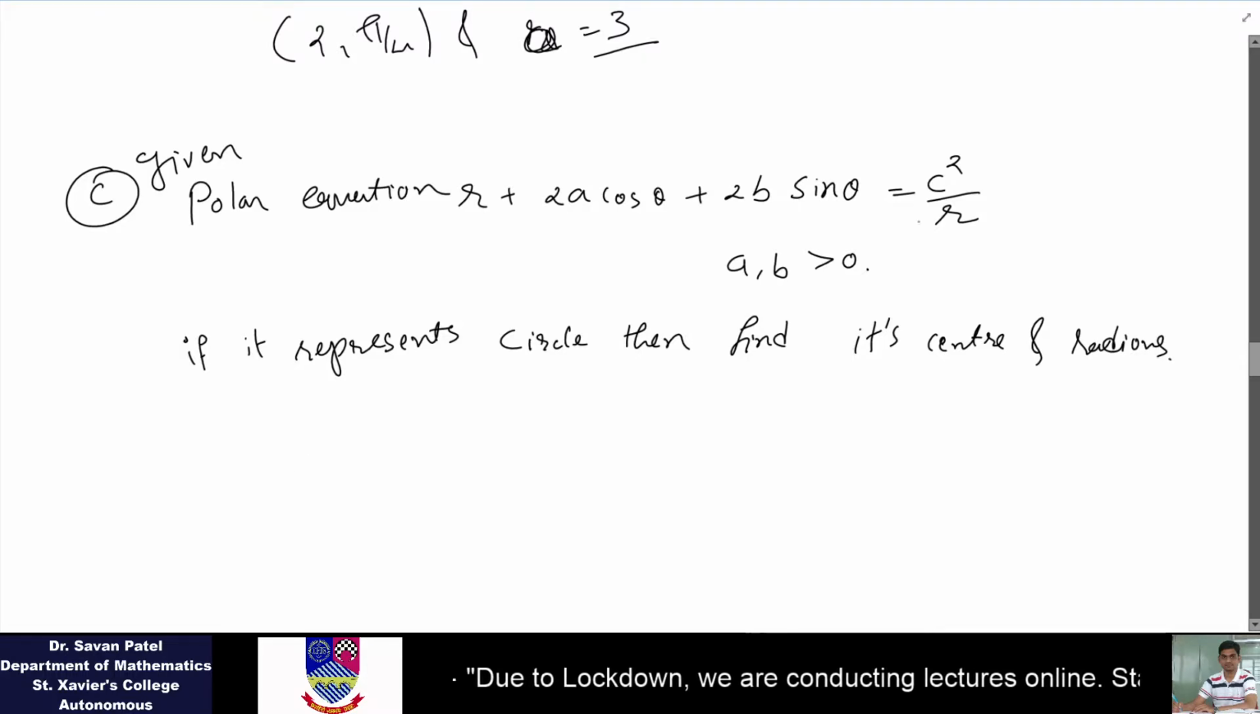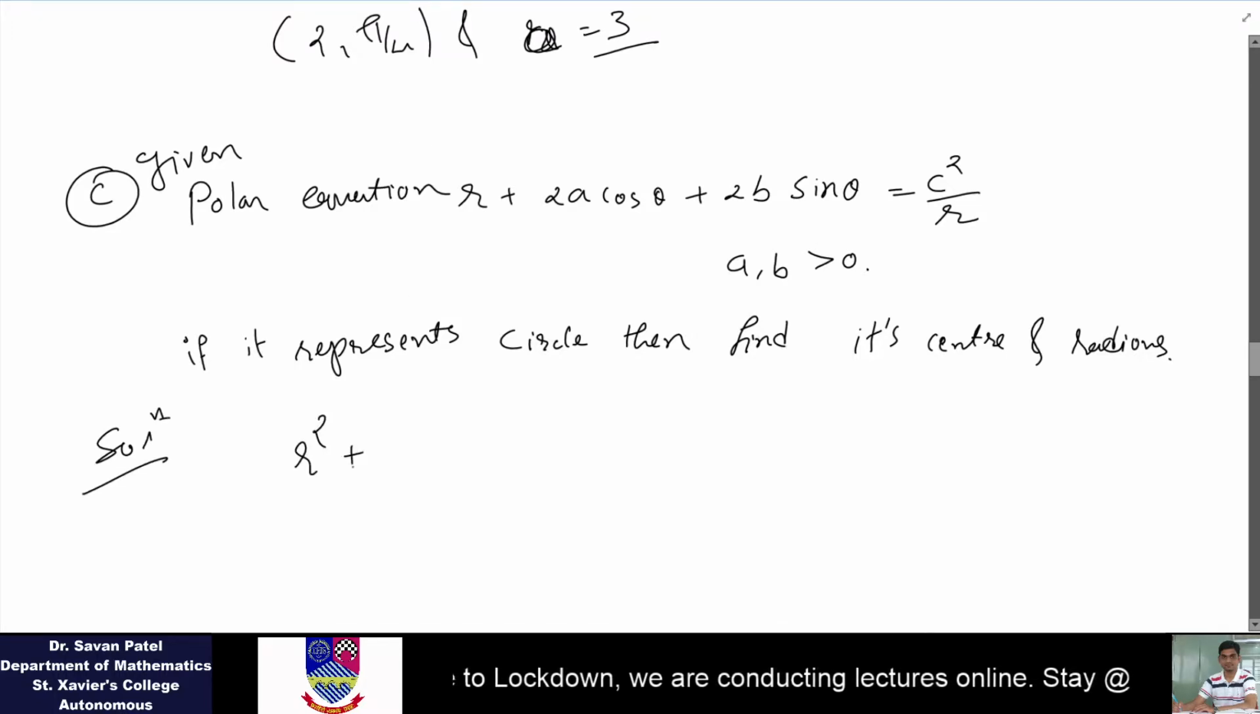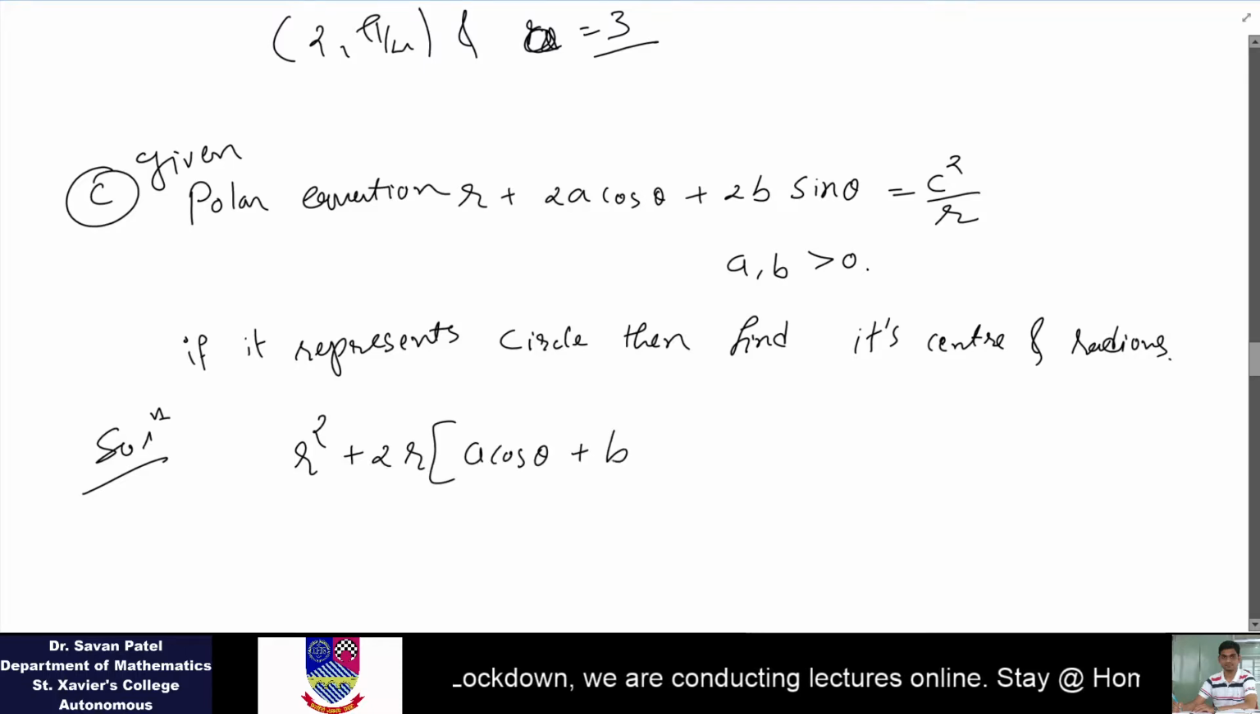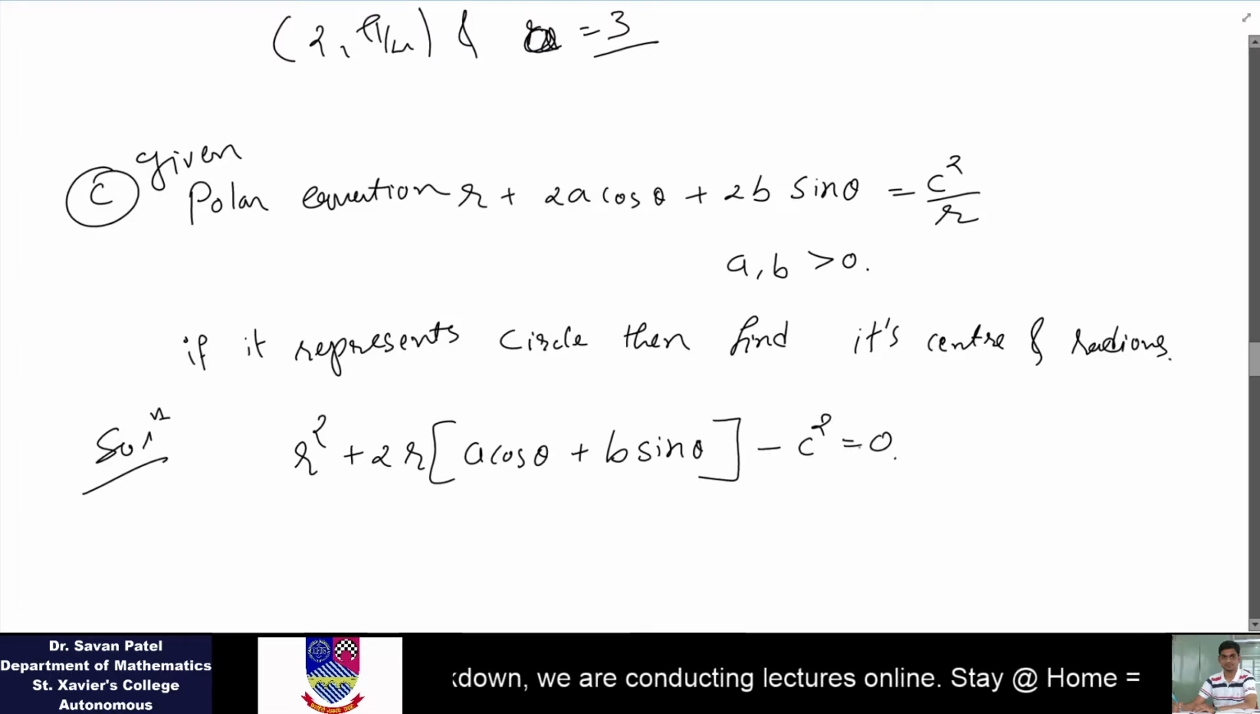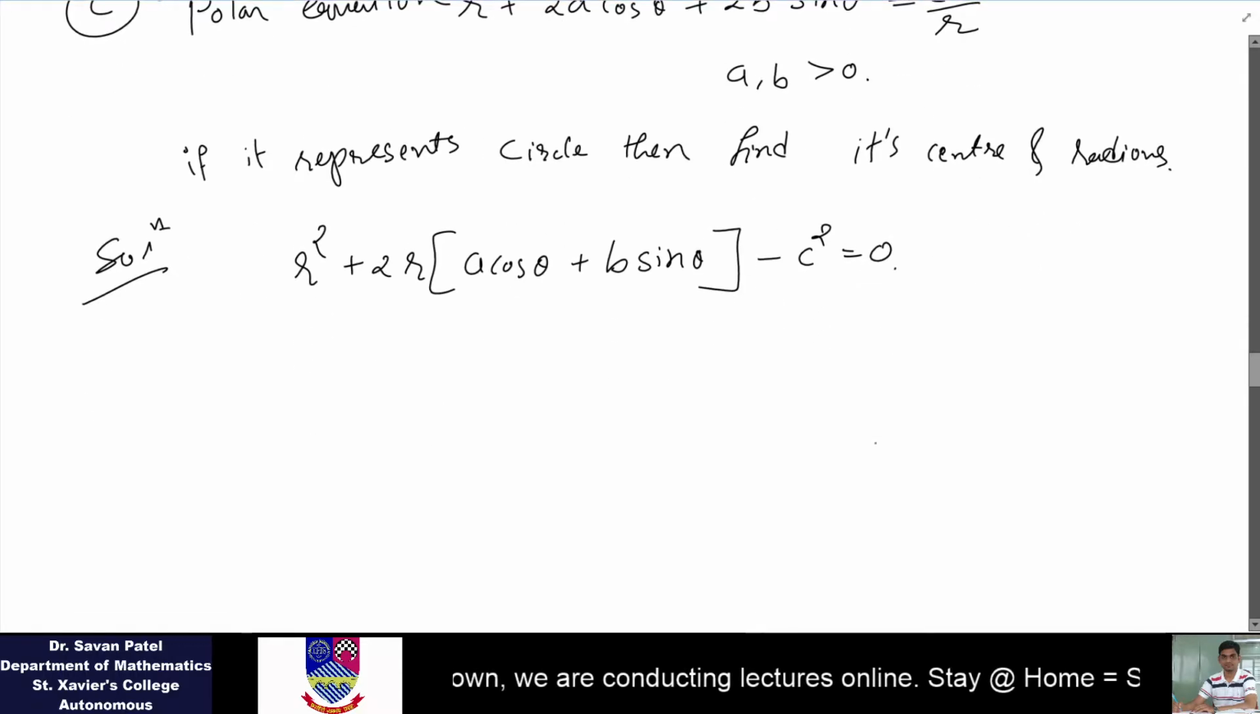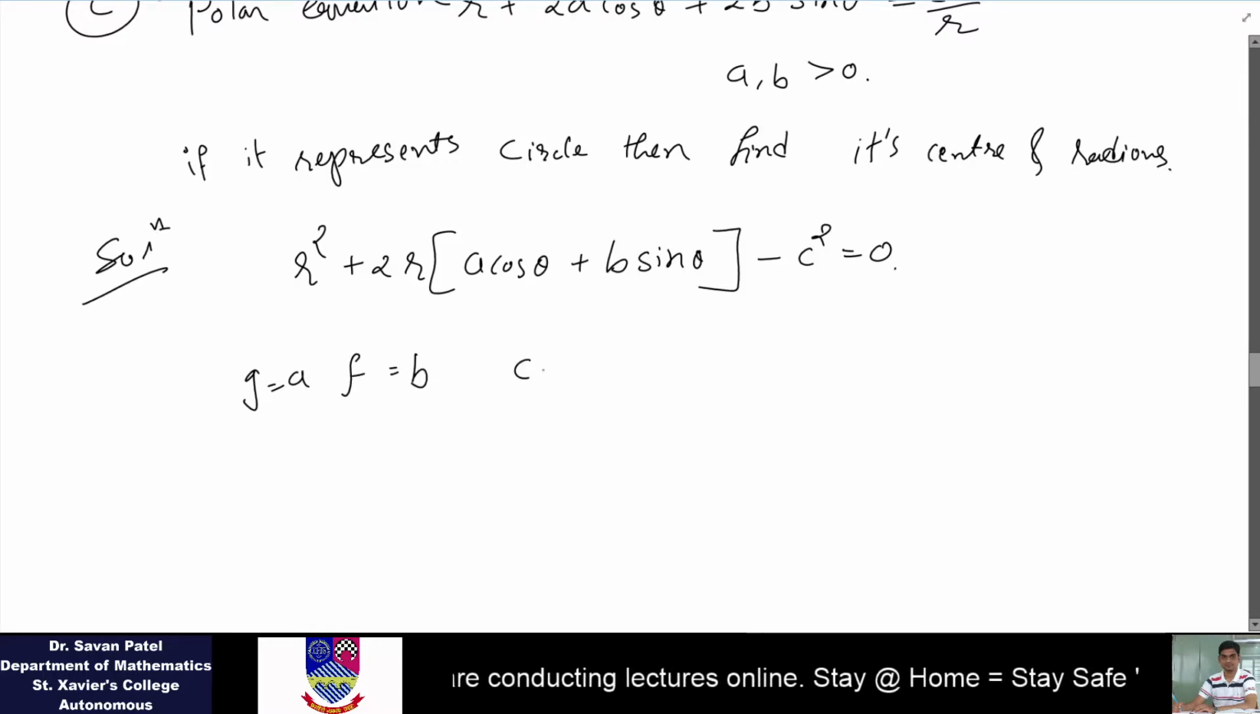So here this r is in the denominator. Let me write this here. It will be as good as r square plus 2r in bracket a cos theta plus b sin theta minus c square is equal to 0. If you relate this with the previous situation, then your g is equal to a, f is equal to b, and the constant term is minus c square.